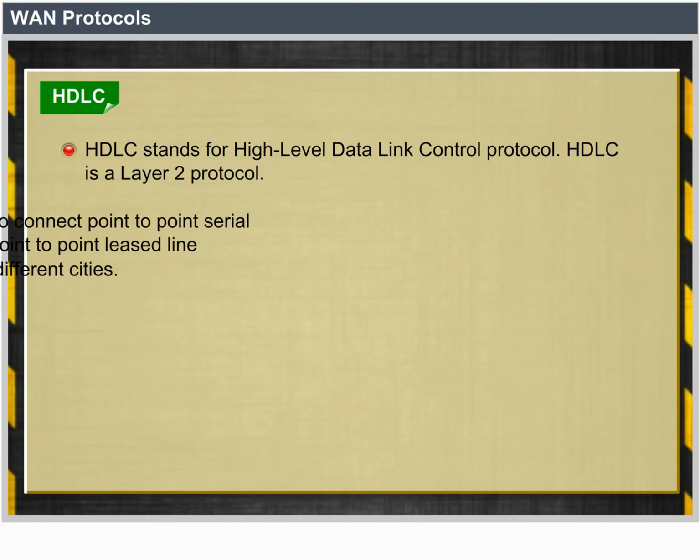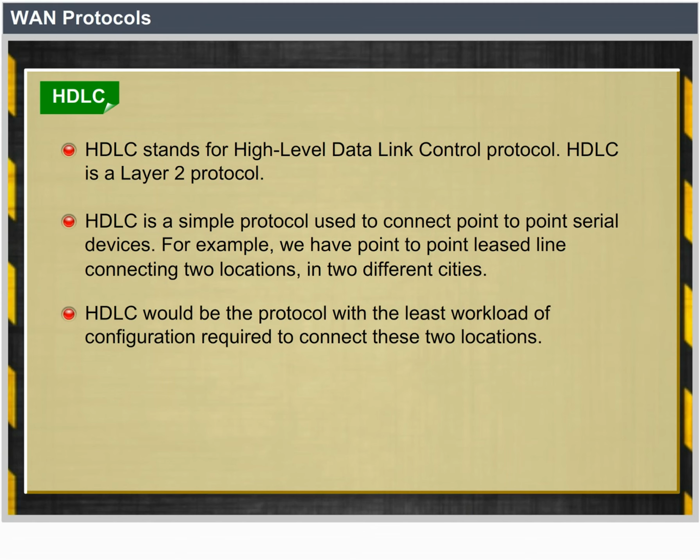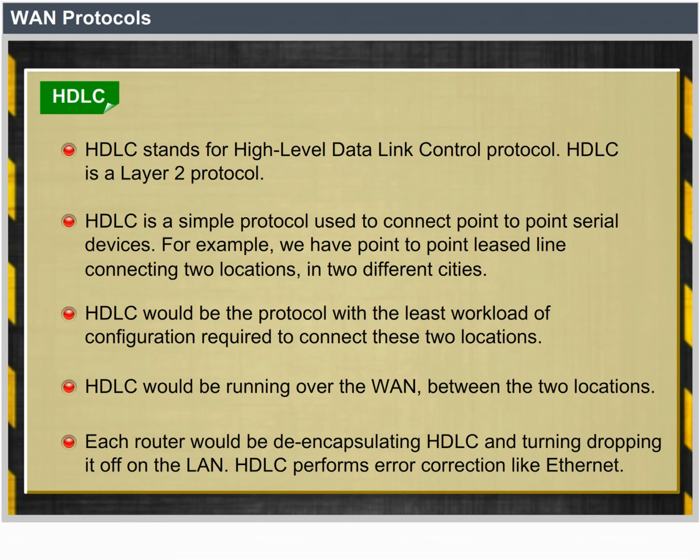For example, you have a point-to-point leased line connecting two locations in two different cities. HDLC would be the protocol with the least amount of configuration required to connect these two locations. HDLC would be running over the WAN between the two locations. Each router would be de-encapsulating HDLC and dropping it off on the LAN. HDLC performs error correction like Ethernet.